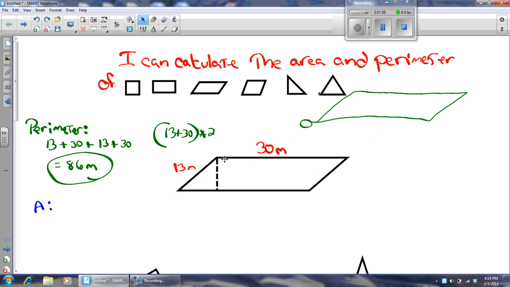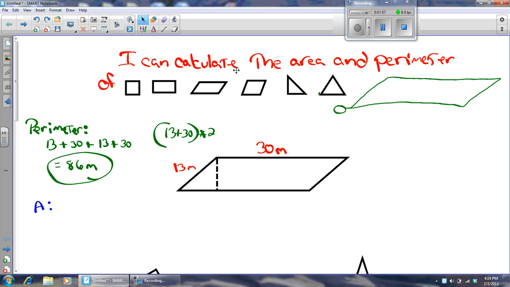How do I know that's my height? Because I have a right angle. Let me show my right angle. There it is. Okay. Now I need to know how long that is. And I'm just going to tell you in this case, it's going to be 12 meters.